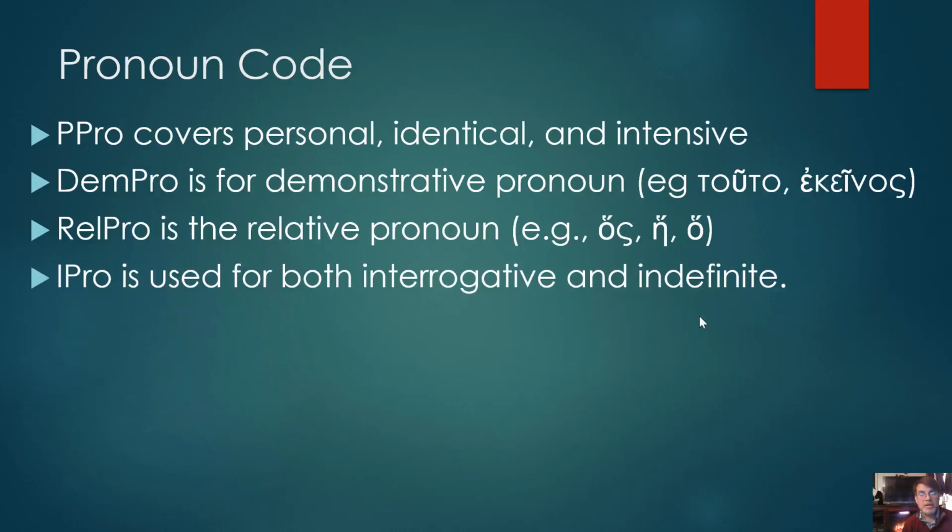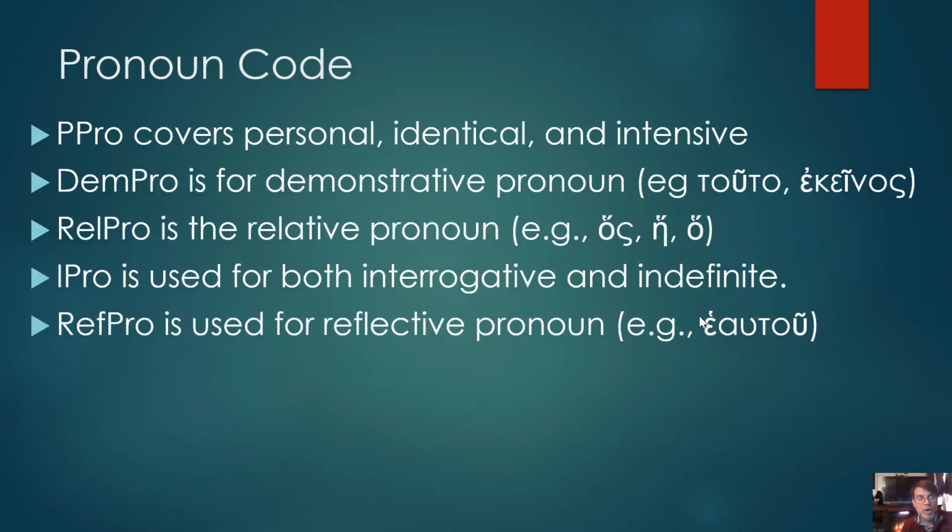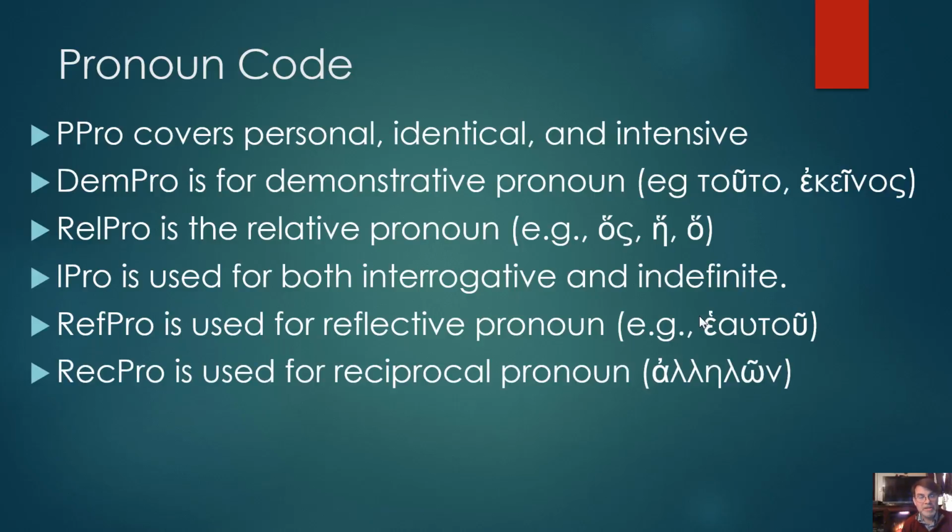IPro is used in interlinearbible.org for both interrogative and indefinite pronouns: who as a question, or someone as an indefinite. And then RefPro is used for the reflexive, not reflective, reflexive. Sorry, that should be reflexive. Heautou, for example, is of himself. And then RecPro is the reciprocal pronoun. I mentioned allelon. Okay, those are pronouns.